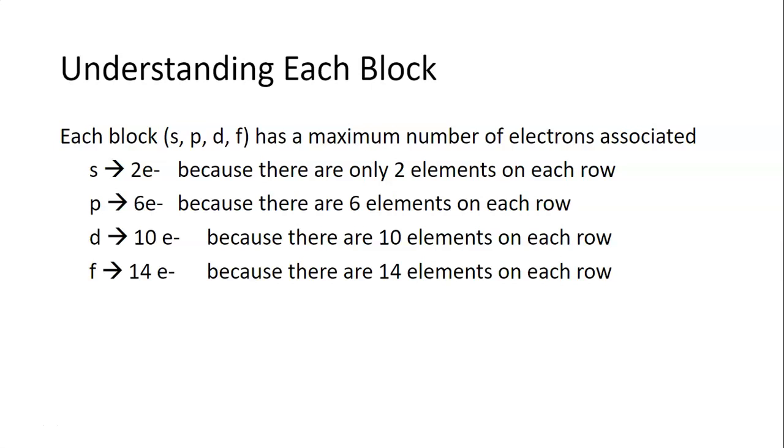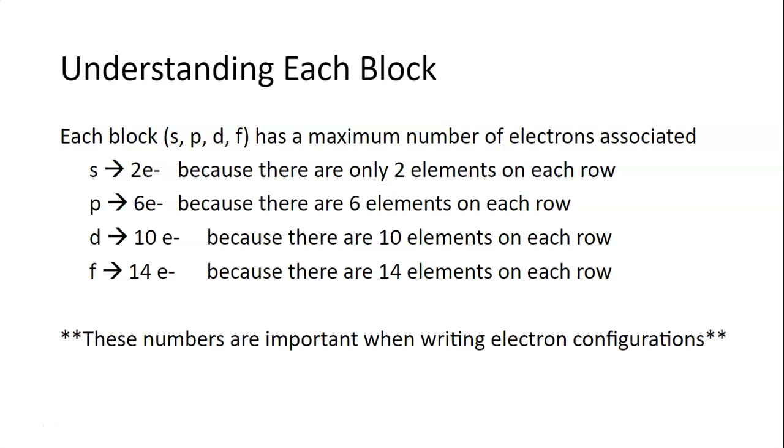We're going to use that when we're writing our electron configuration. These numbers, 2, 6, 10, and 14, are going to be very important, so remember those. S has 2, P has 6, D has 10, F has 14. So that's pretty much the quantum theory in a nutshell. Now we're going to look at how to write an electron configuration.